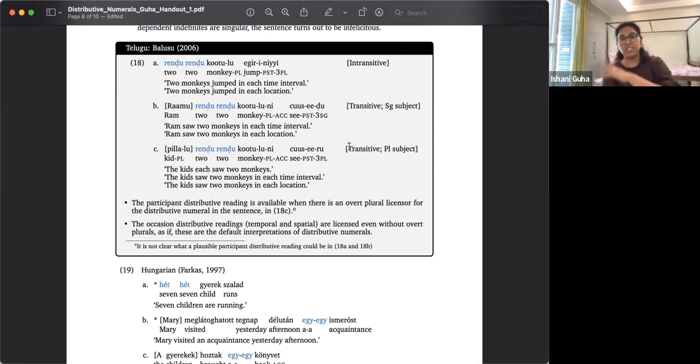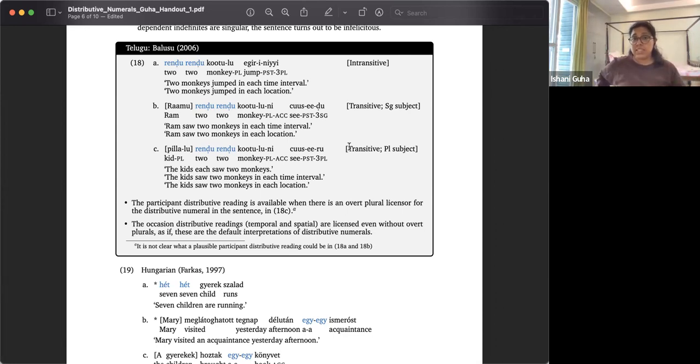So, Ram, two monkeys saw. Or, in the same setup, let's say in every 5 minutes, Ram is seeing 2 monkeys. So it's a zoo full of monkeys, and the monkeys have grouped themselves into pairs, and Ram is just seeing 2 monkeys in every 5 minutes or every 3 minutes or so, while visiting the zoo. So Balasu claims that 18b does have these readings, these occasion readings, spatial and temporal distributivity, right?